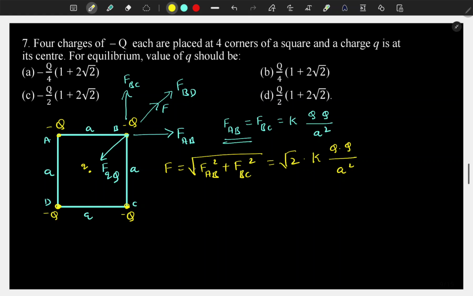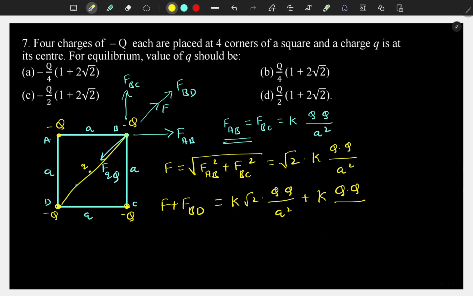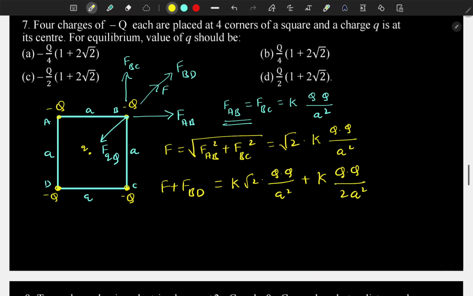This is one force. So F plus FBD, where F is k root 2 Q square divided by a square. FBD is k capital Q into capital Q, same Q, divided by distance. What is the length of the diagonal? It is root 2 times a whole square, so you will get 2a square. So this is the force acting on the charge due to other 3 charges which are at the corners.